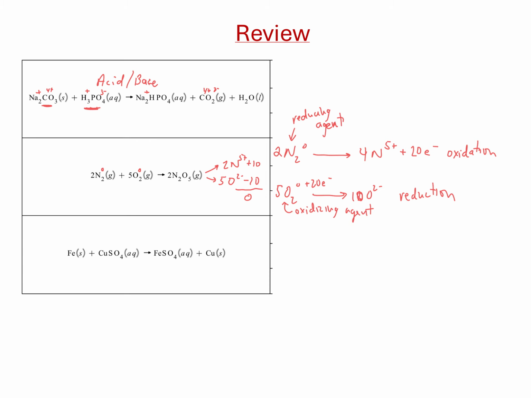The next reaction is also a redox reaction. We've got iron reacts with copper(II) sulfate to give us iron(II) sulfate and copper. So here again, anytime we have a pure elemental solid, the oxidation state is 0. So iron is 0, copper on the end is 0. Sulfate is 2-, which means copper is 2+. Sulfate's still 2- over here, which means iron is 2+.